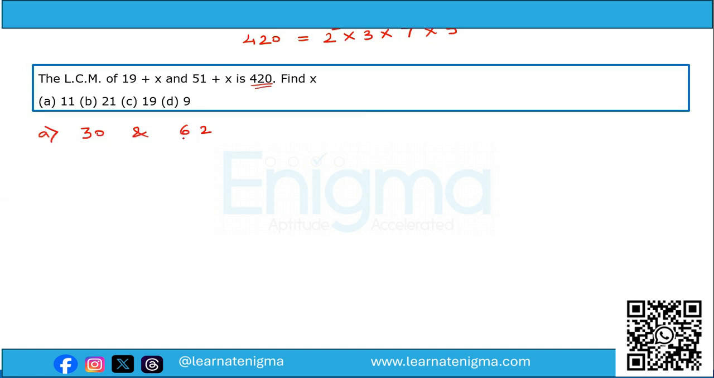numbers. Now 62 has 2 into 31. So 31 is another prime number which is not there over here. So therefore option A is rejected.